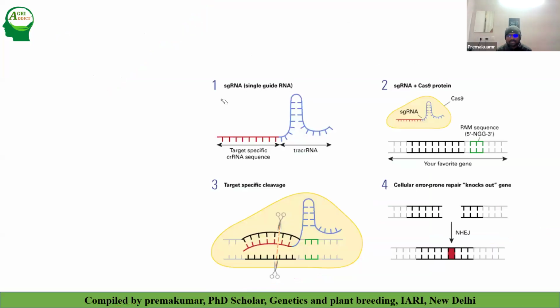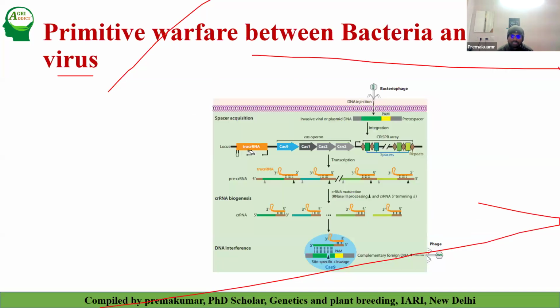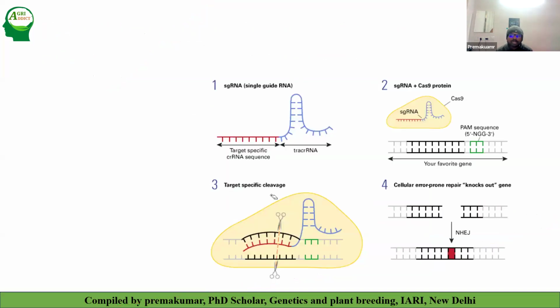Then, what does the CRISPR system contain? We will look into it in detail. First, it has a single guide RNA. Earlier, one part was tracer RNA and another part was pre-CRISPR RNA. Then after this, it will become single guide RNA. Then it associates with the Cas9 protein, and it recognizes the sequence based on the adjacent PAM sequence, protospacer adjacent motif.